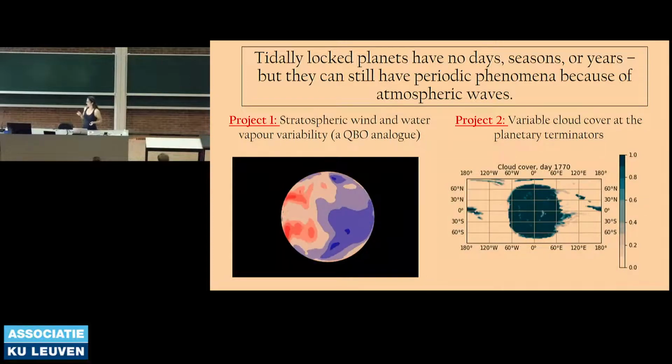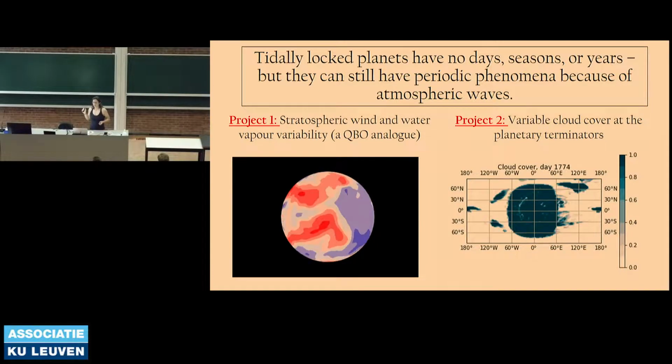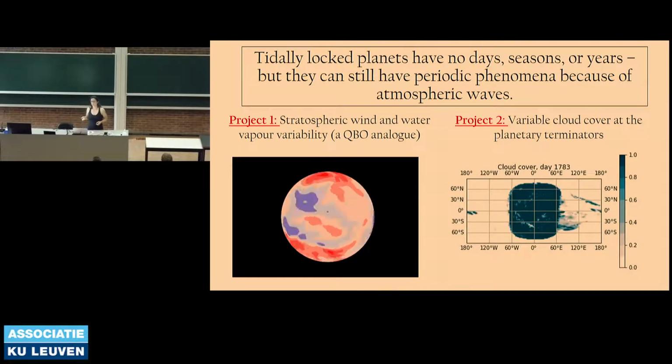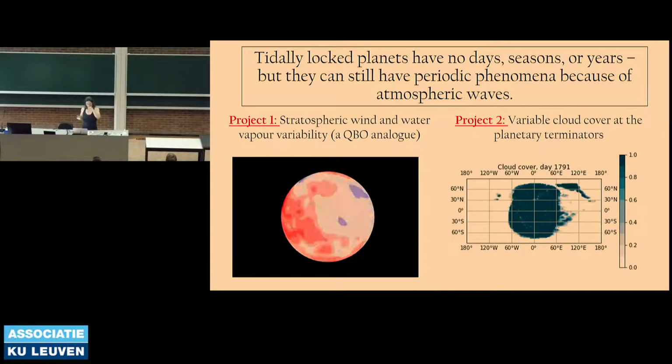So the first project I'll talk about is examining a stratospheric wind and water vapor oscillation, which is analogous to the quasi-biennial oscillation on Earth, and I'll talk a little bit about what that is. And then the second project is about variability in cloud cover at the planetary terminators, which is our observing region.